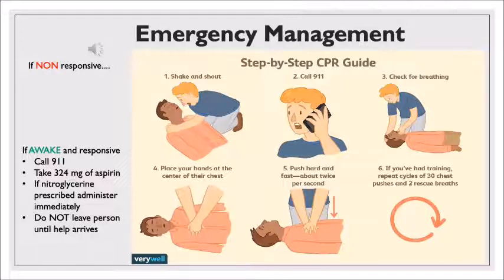The first step when encountering a person experiencing a heart attack is to identify if the person is conscious or unconscious. Number 1, you should first shout and then shake the person if they are not responding. Number 2, call 911 and explain the emergency situation. Number 3, check for breathing.